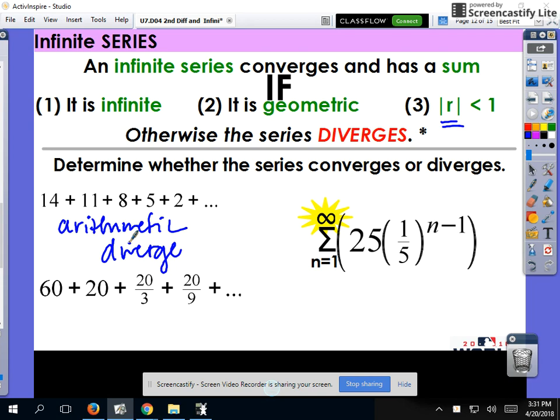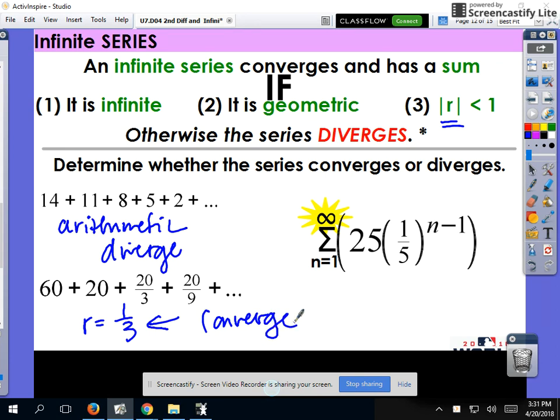All right, let's check this next one out. So this one says 60, 20, 20 over 3, 20 over 9. If we are adding all of these up, let's see. Is it finite? Infinite? Yes. Is it geometric? I think we talked about this one before. Yes, it is. And what was the r value here? I think I remember us talking about it. That right there is 1/3. Is that less than 1? Yes. So this would converge.